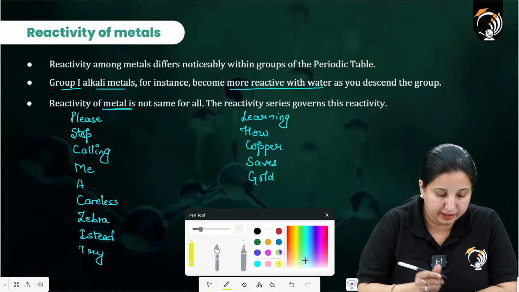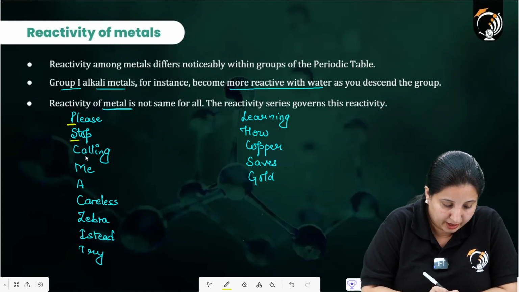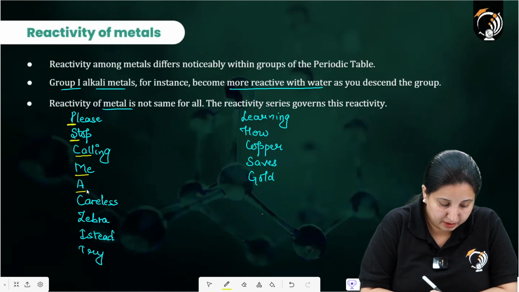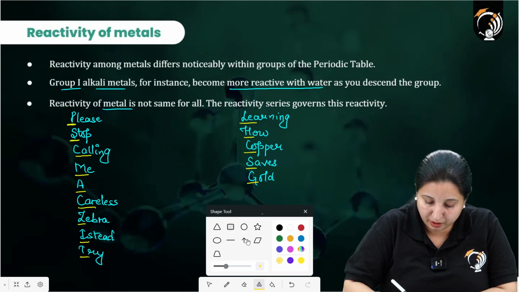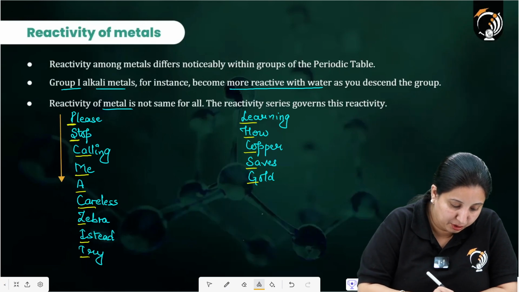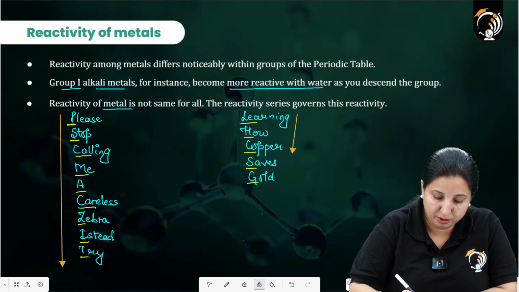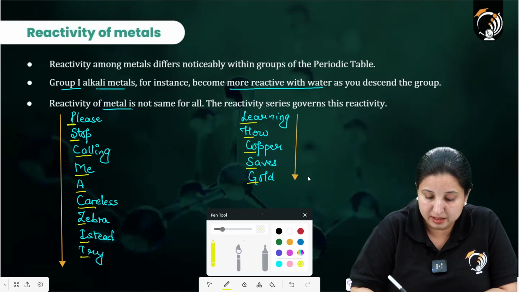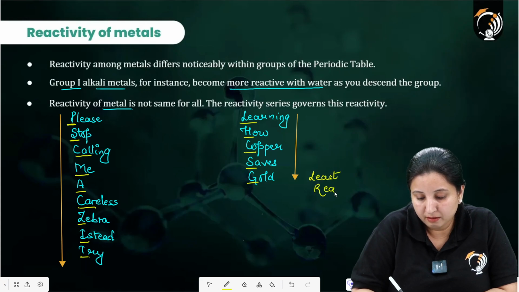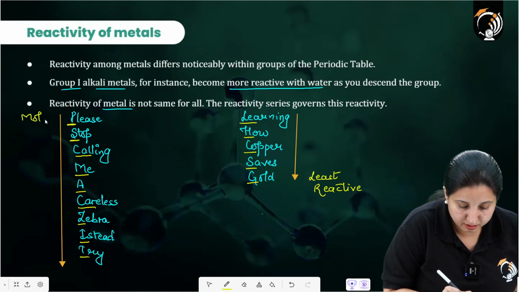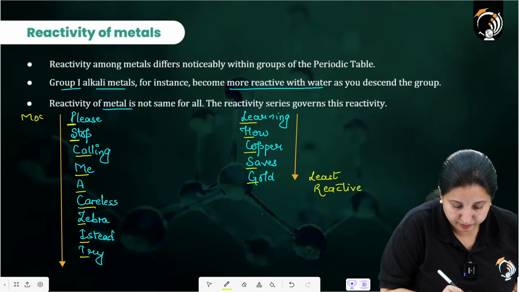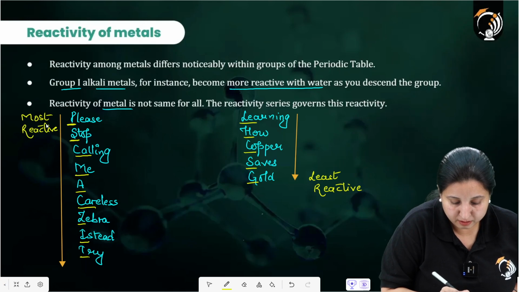Now in this reactivity series, you are going to consider P, S, Ca, M, A, C, Z, I, T, L, H, C, S and G. And another point over here: when you are moving from top to bottom, the reactivity decreases. Means gold is going to be the least reactive in nature, and this is going to be the most reactive in nature.